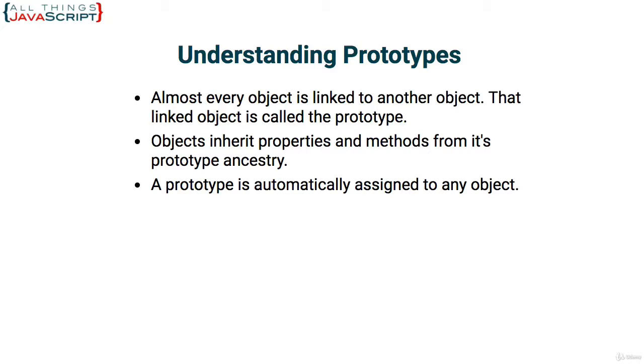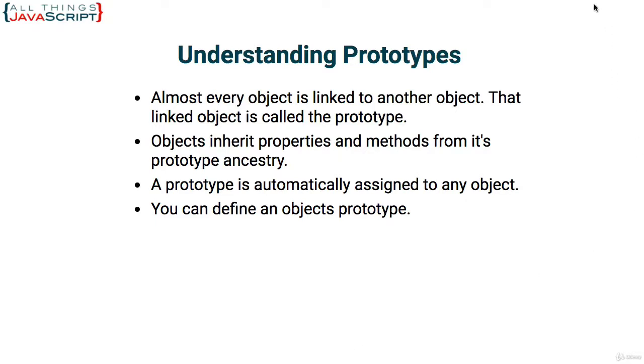Now, a prototype is automatically assigned to any object when it's created. Remember, other than the primitive types in JavaScript, everything is an object. So we're talking about arrays, we're talking about functions, we're of course talking about JavaScript objects. And finally, you can define an object's prototype. That's where the power of the prototype comes in, when you're able to define what that prototype is. Our next tutorial will cover methods that can be used to define an object's prototype.